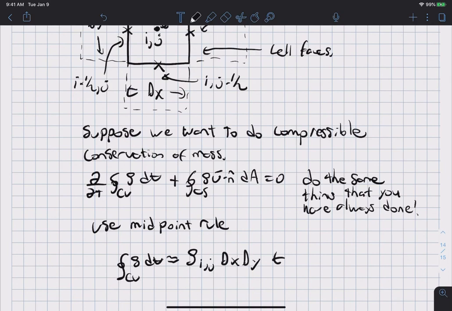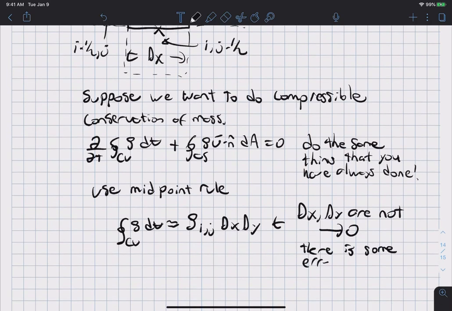Okay, and now note, since delta x and delta y are not approaching 0, there is some error. Okay, so unlike for the infinitesimal control volume, this approximation is not exact because delta x and delta y are not approaching 0.